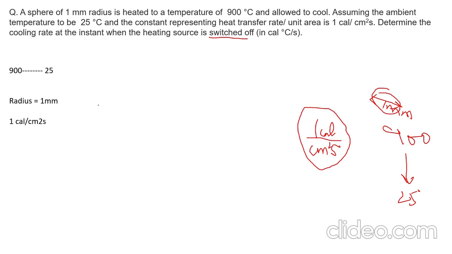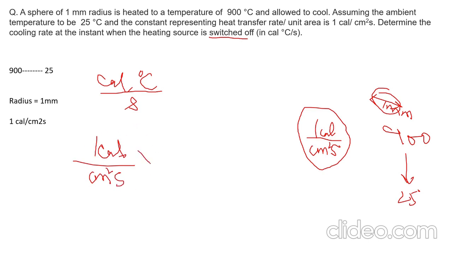One thing you can do, if you don't remember the formula, is go by balancing of the units, right? We are required to find a cooling rate in calorie per degree Celsius per second. Since you are given 1 calorie per centimeter square per second, this is your heat transfer rate. And you want to remove the centimeter square from the units in order to achieve the cooling rate. So what will you try to do?